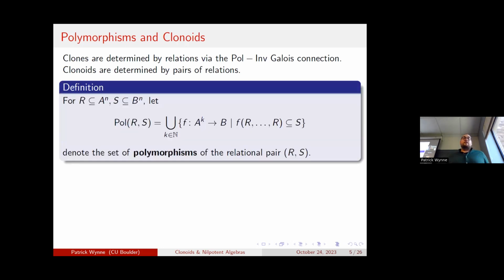So for some relation R of arity n on A and some other relation S of arity n on B, the same arity for both of these relations, we call the polymorphisms of this relational pair (R, S) all the functions from powers of A into B that preserve this relational pair. So it maps tuples from R into a tuple from S. Here my elements are just n-tuples, where now I'm thinking about taking this function component-wise. So F of the first component, then F of the second component, etc. Now this new tuple that we get should be in our second relation S.